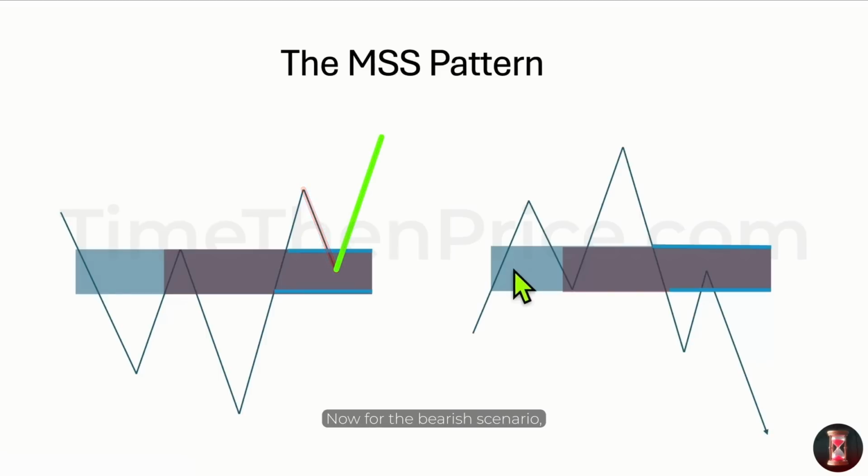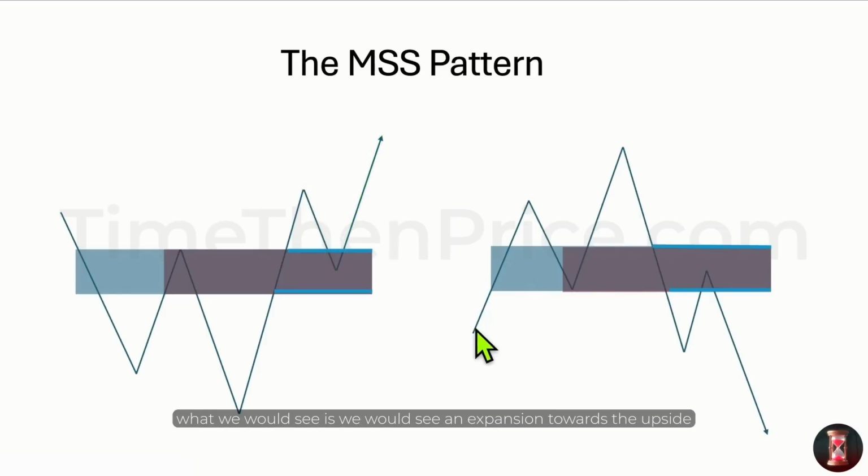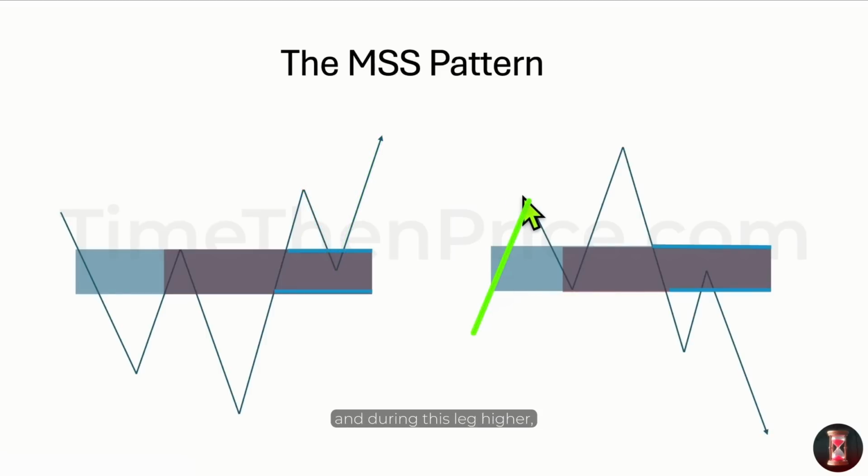Now for the bearish scenario, what we would see is we would see an expansion towards the upside, and during this leg higher, we of course see buy side delivery taking place and a bullish value gap gets created. The market will seek to retrace into that bullish value gap, and when it forms a low here, we can anticipate one more leg of buy side delivery to take place.